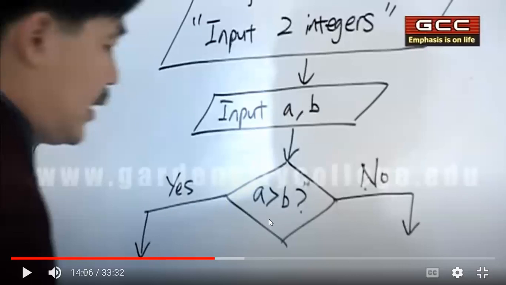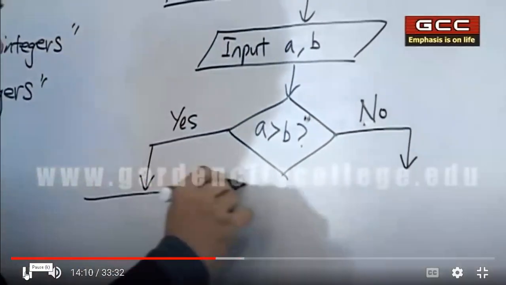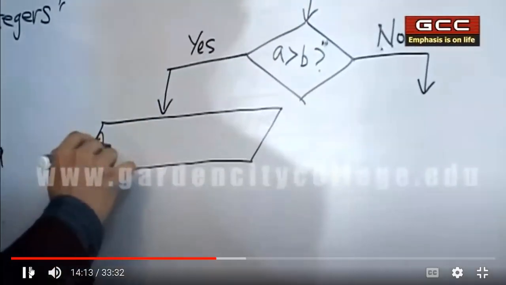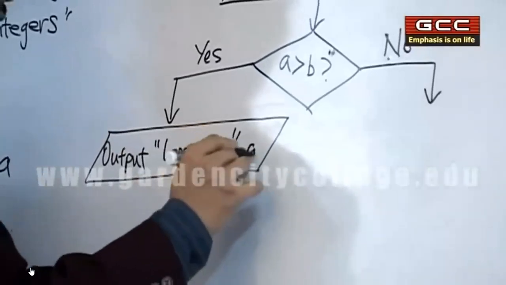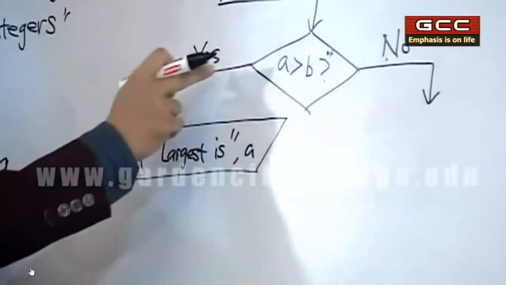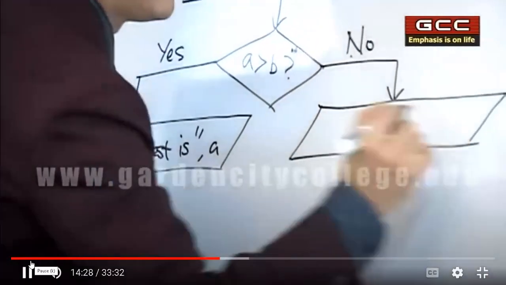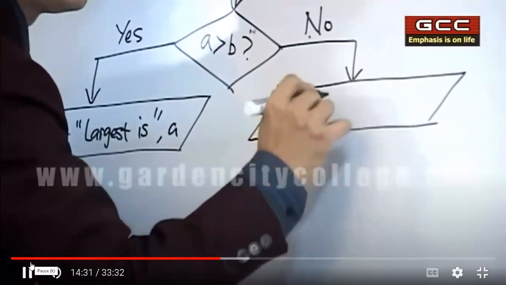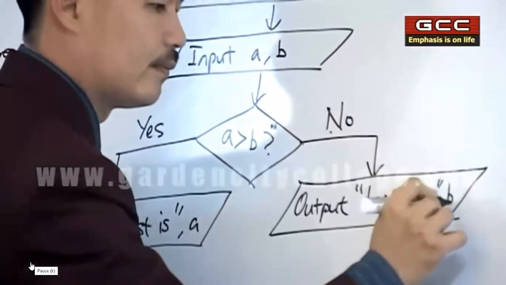Which direction would it take? This is A and this is B. So which direction would it go, yes or no? No, it will go this way. Let's say we put yes on the left-hand side. So we are going to output largest is A. If A is bigger than B, if it's true, if it's yes, then the largest must be A. If not, we have to output largest is B.